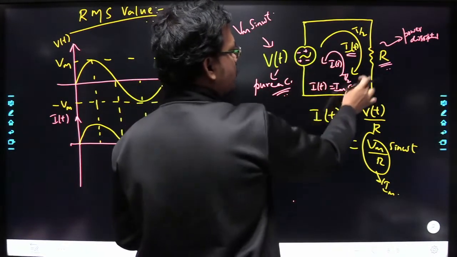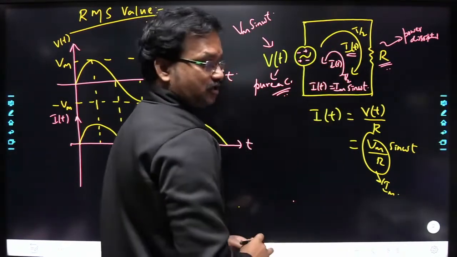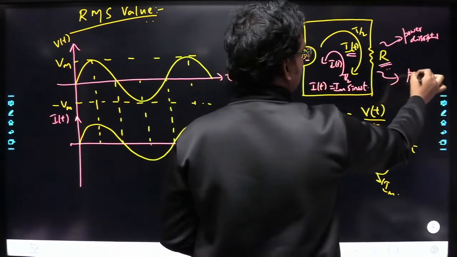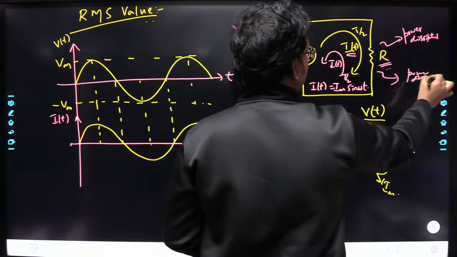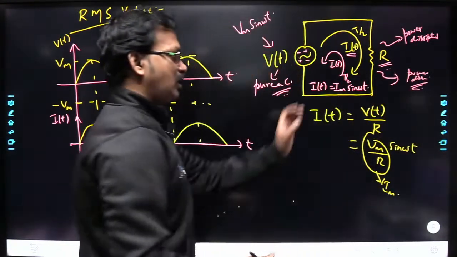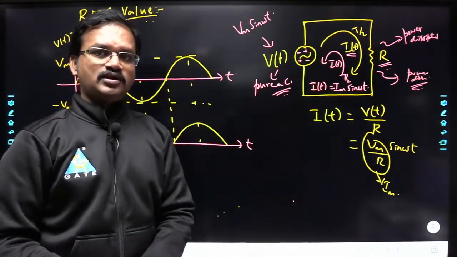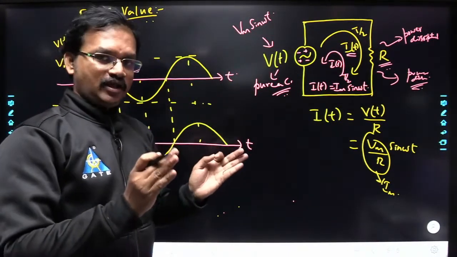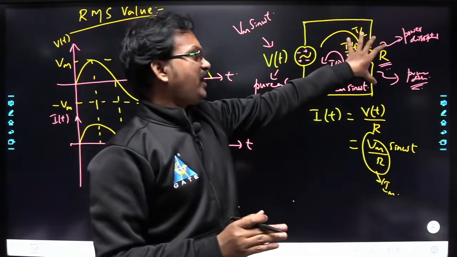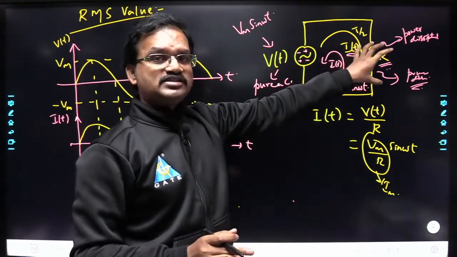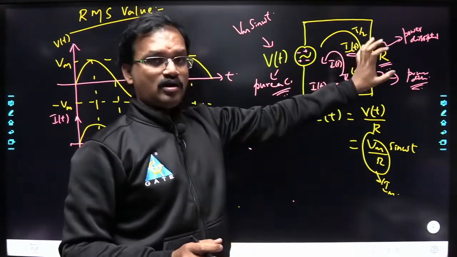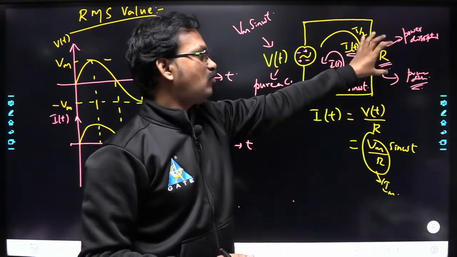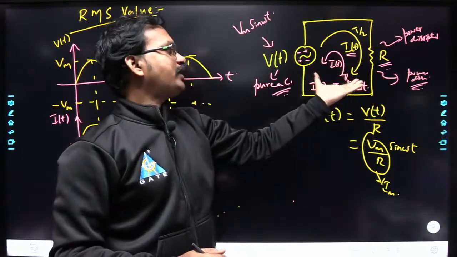The current is going to flow in anti-clockwise direction. So whenever the current is flowing through the resistor, in that case also you are going to have power dissipation across R. So that means over a time period T there will be a power dissipation across R. Right? So the power dissipation is occurring across R over a time period T.